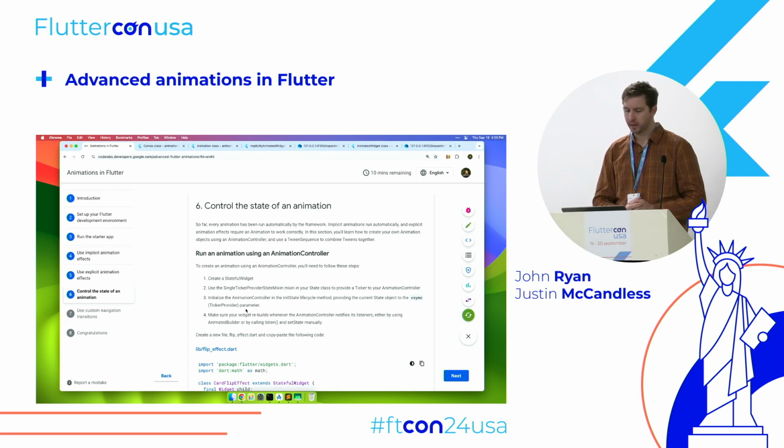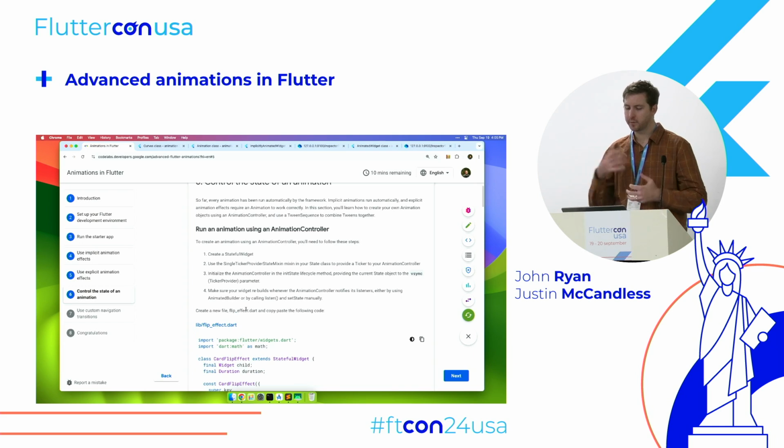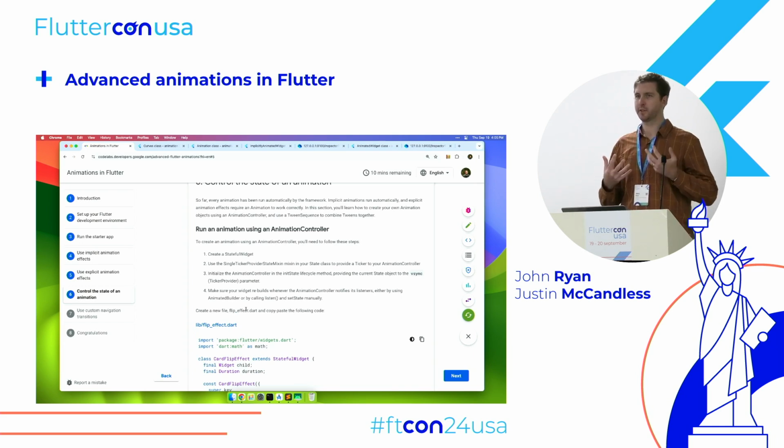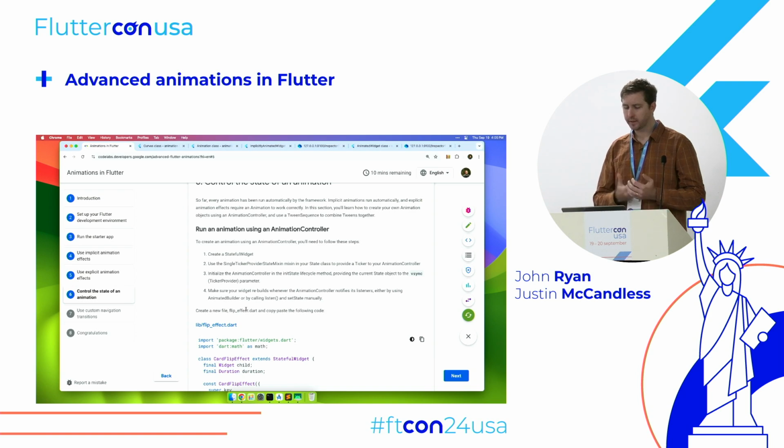Cool. So there are a few steps to do this as a developer. The first step is to use a stateful widget. The second step is to use this single ticker provider state mixin. Then we're going to initialize the animation controller. And we're going to make sure that the animation controller is notifying our view whenever it changes. So those are the four steps to do it.